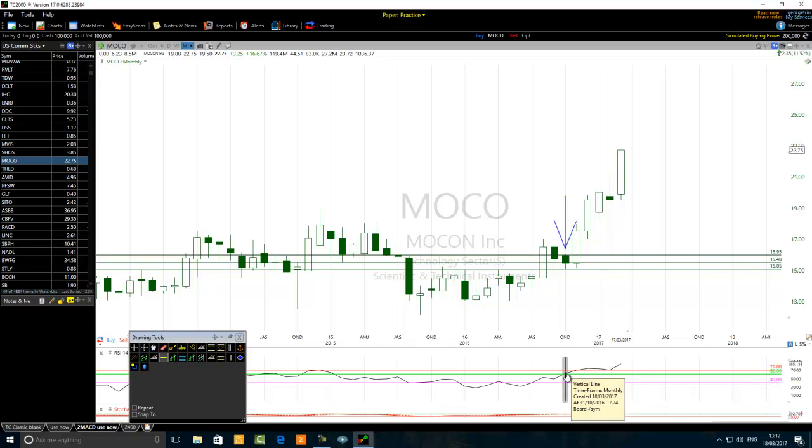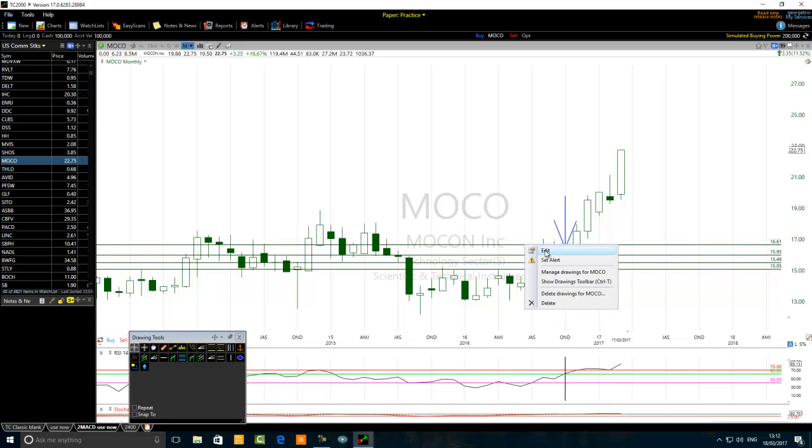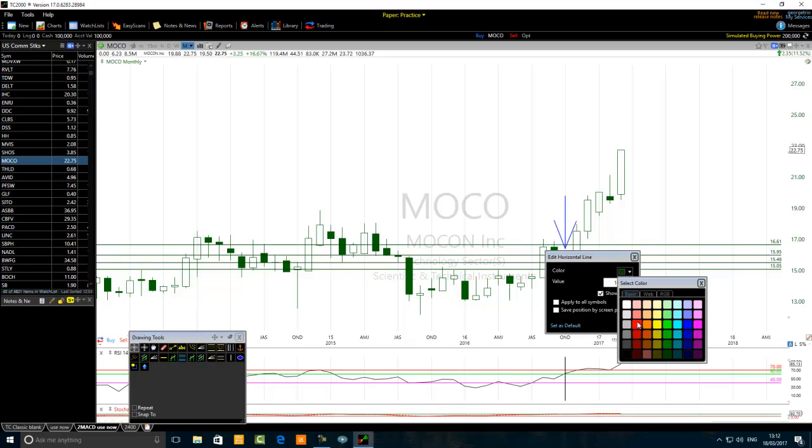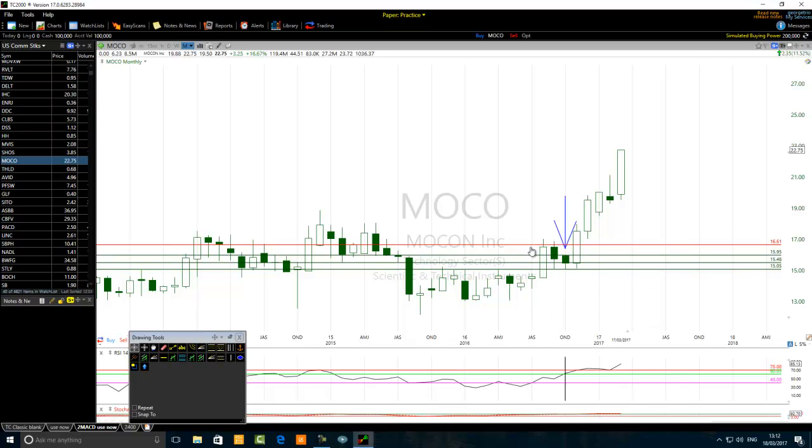RSI closes above 60. Highlight the nearest resistance. See, there was a resistance here. I have too many lines now. I'm going to change the color into red. So highlight the nearest resistance.